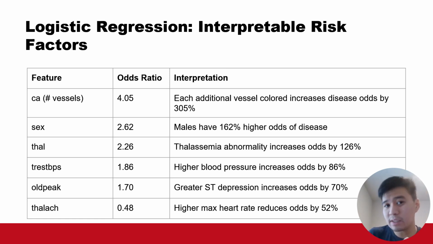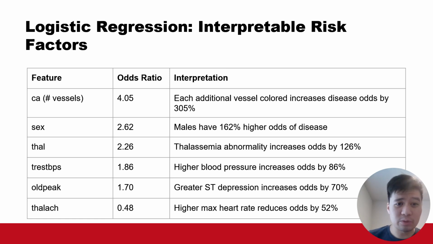Now, there's another interesting protective factor, which is thalach, or maximum heart rate achieved, and it has an odds ratio of 0.48, meaning that a higher maximum heart rate actually reduces disease odds by 52%. In other words, patients who can achieve higher heart rates during exercise tend to be healthier. This makes physiological sense. If your heart can work harder, it's probably in better condition.